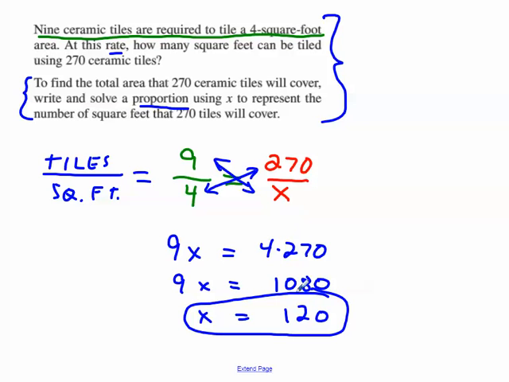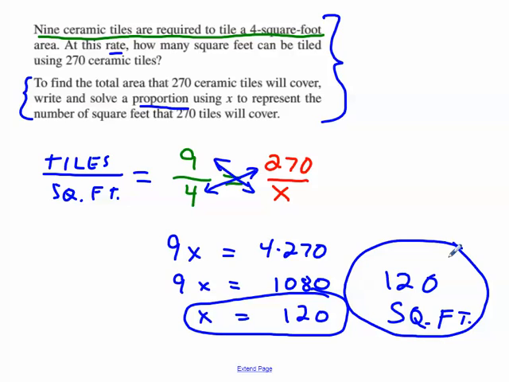But not quite done, because if you think that you're going to reply to the boss and say, hey boss, x equals 120, boss would say, what does that mean, x equals 120? If you call up Menards and say, we need x equals 120, what does that mean? What you mean is that 270 tiles will cover 120 square feet. So the answer would be 120 square feet. And there's our answer.